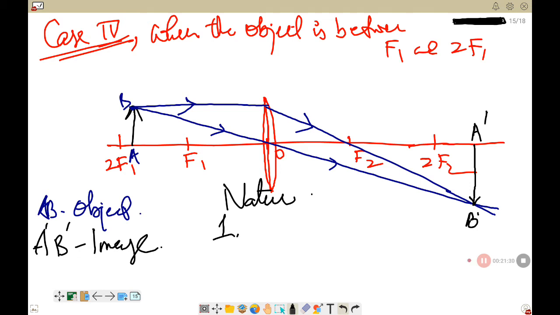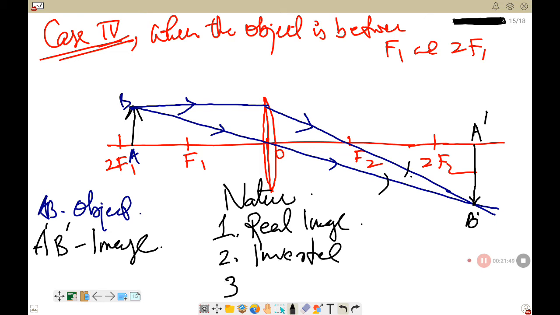Now let's write the nature of the image formed. Number one, it's real because these two rays after refraction are actually meeting here, so the image is formed by the actual intersection of the refracted rays. So I can write the image is real. Number two, it is again inverted, see. And number three, if you compare the size of the image with the object, it has enlarged, isn't it? So I will write enlarged, or I can write magnified.